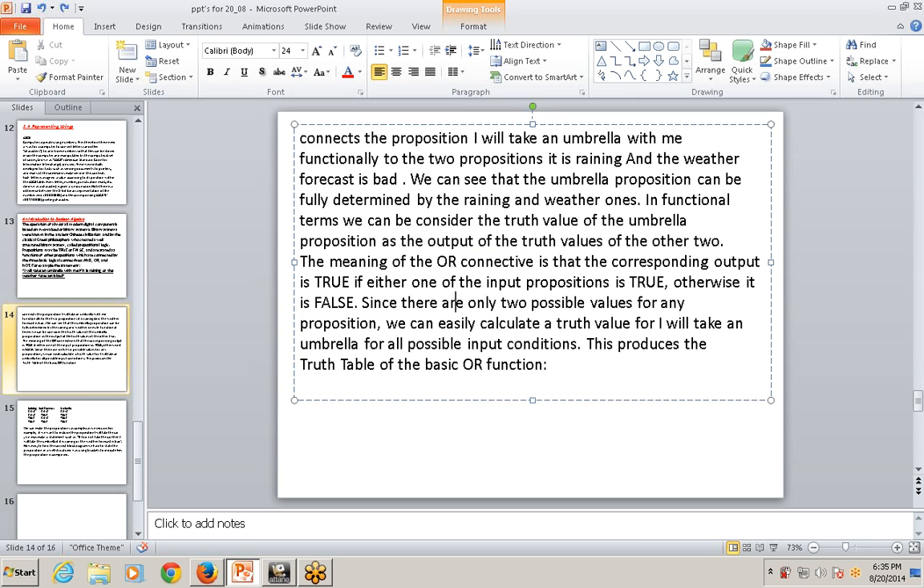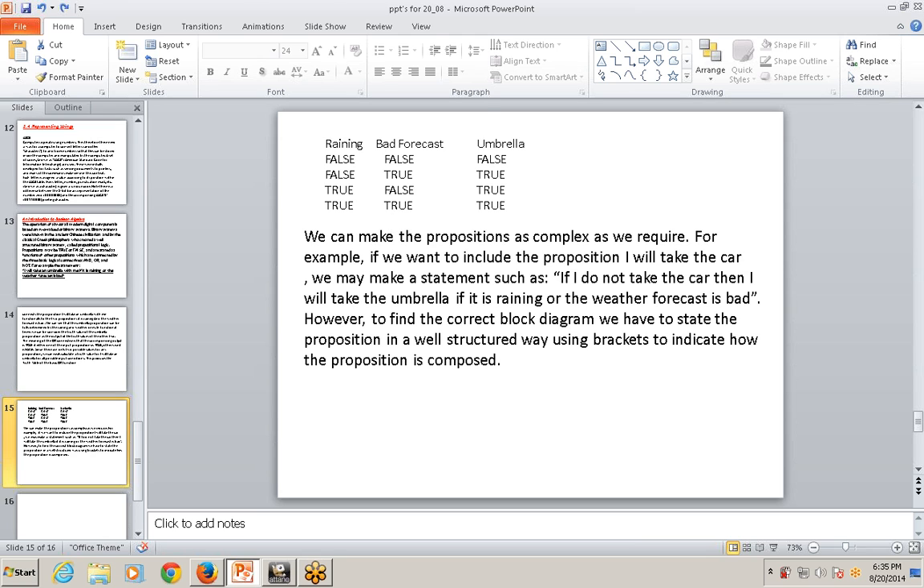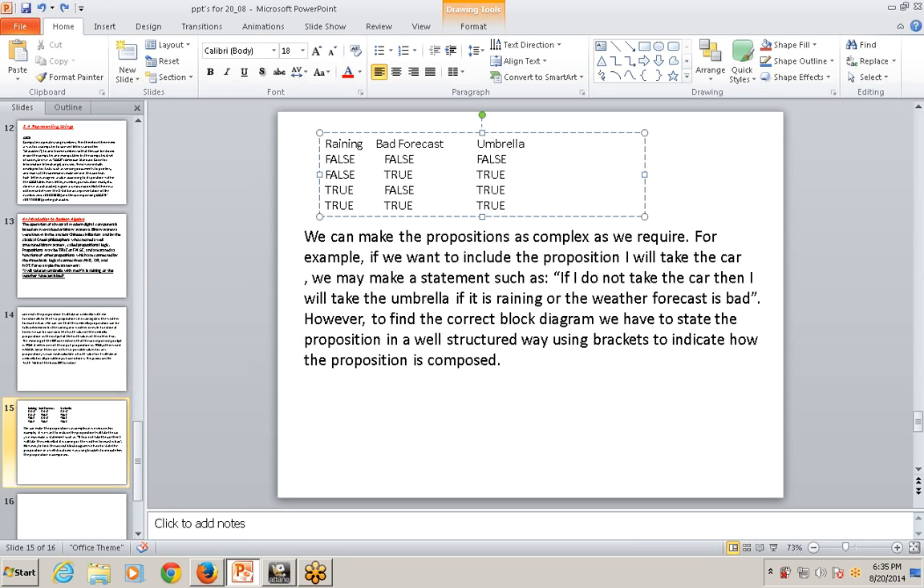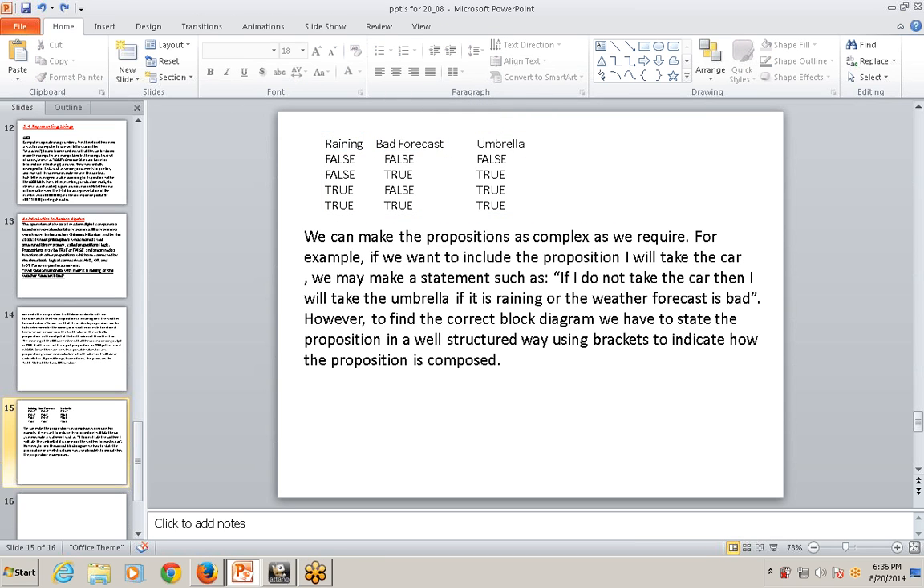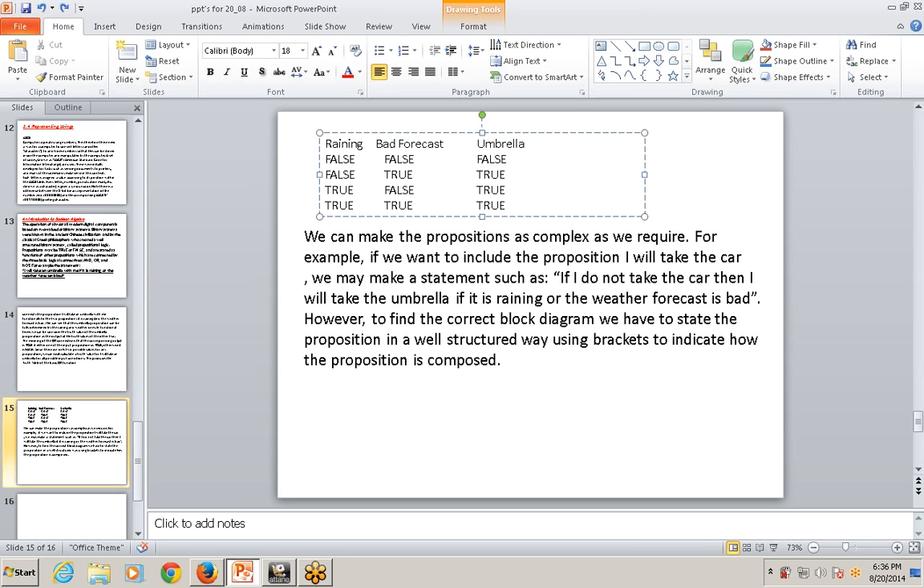Otherwise it is false. Since there are only two possible values for any proposition, we can easily calculate a truth value for "I will take an umbrella" for all proposition input conditions. This produces the truth table of the basic OR operation. So this is the OR operation: raining, bad forecast, umbrella. If there is no raining and there is no bad forecast, then the output is false, because there is no true input in the case of raining or the bad forecast.